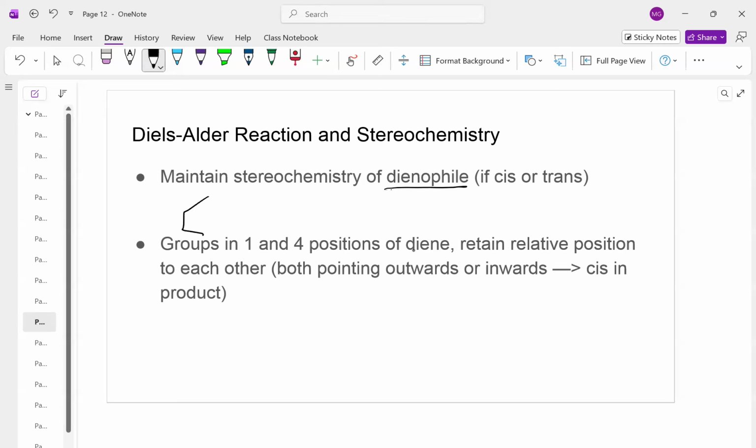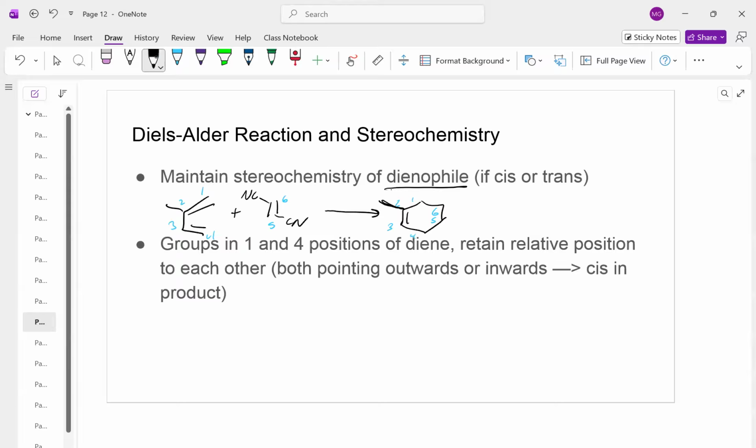And here's what I mean by that. Let's look at this reaction. And I'm just going to label these here 1, 2, 3, and 4, 5, and 6. So I know in this product, I'm going to get a cyclohexene ring. I'm going to number it like this, 1, 2, 3, 4, 5, and 6. There's a methyl group on 2, so I'll keep that there.